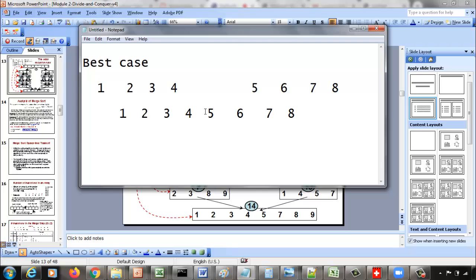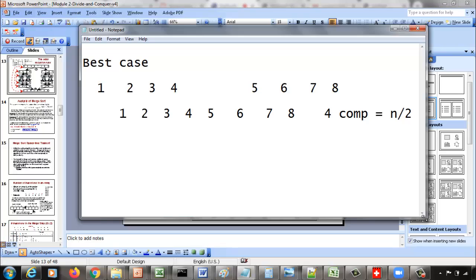So if you think about the number of comparisons, we are doing actually one comparison for each element in this left subarray with the first element in the right subarray. So the number of comparisons we will be doing in this case is simply 4 comparisons, corresponding to the size of the left subarray, which is n over 2. So in general it is n over 2 comparisons. That's the best case.